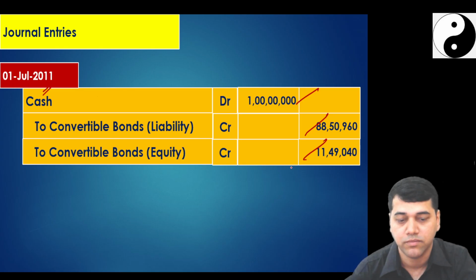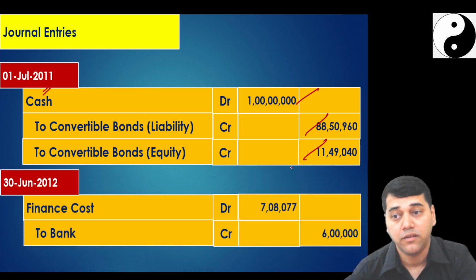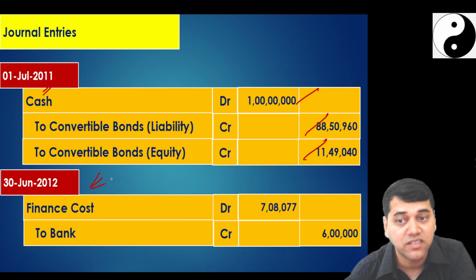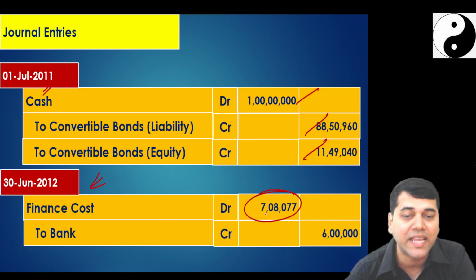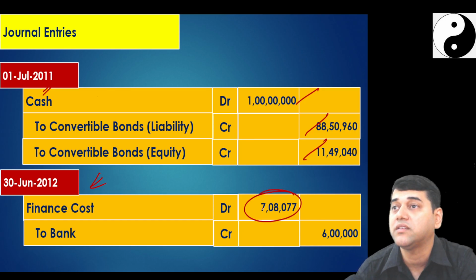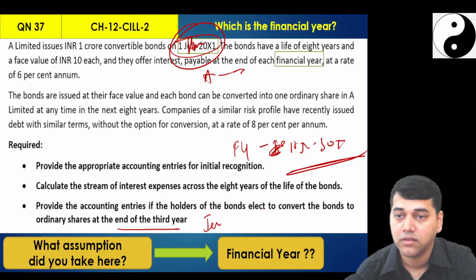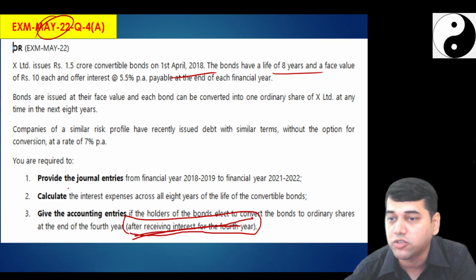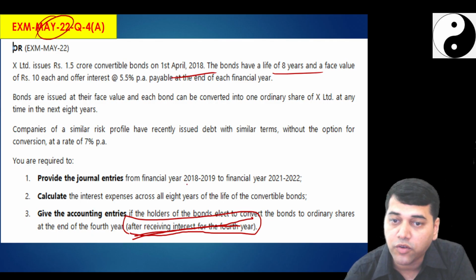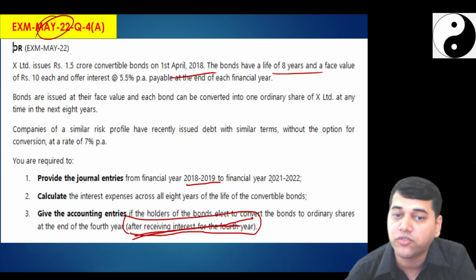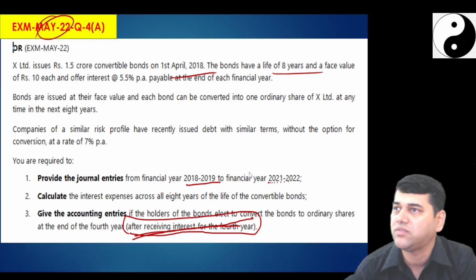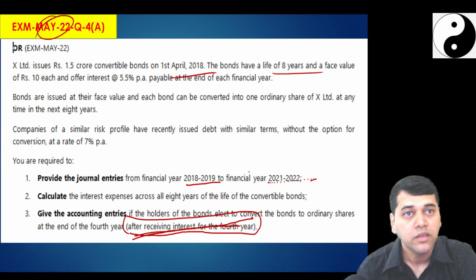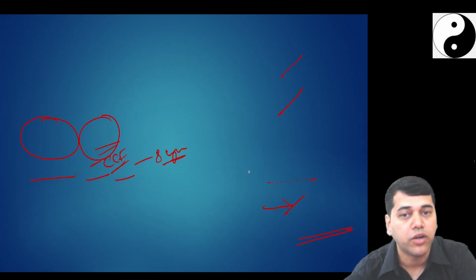New transaction cost. Then, when you pass next year's finance cost, 31st July. Now, how did you get this 7 lakh 8,077? What is the question? Pass entries when? Provide the entries for initial recognition. But if you go to the examination question, they say provide entries from financial year so and so to financial year so and so. That's okay, previous question we have done. For this, I need an amortization schedule.